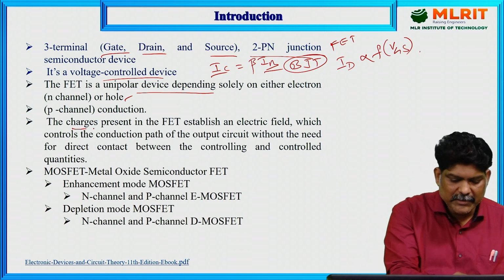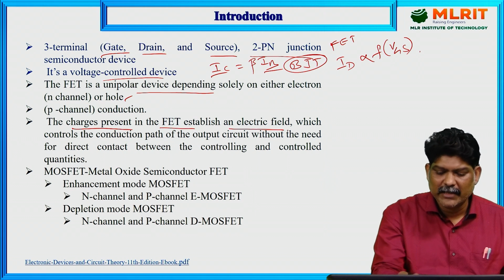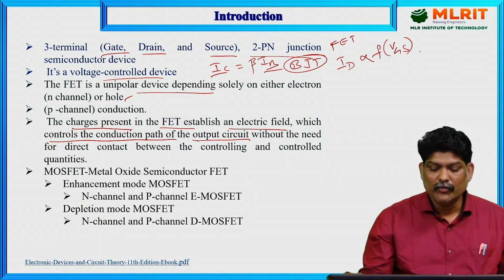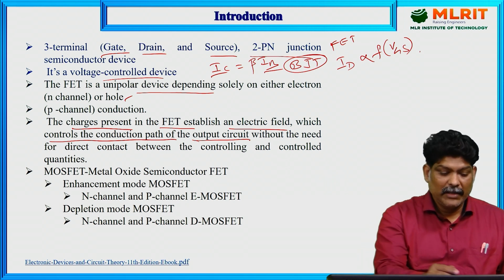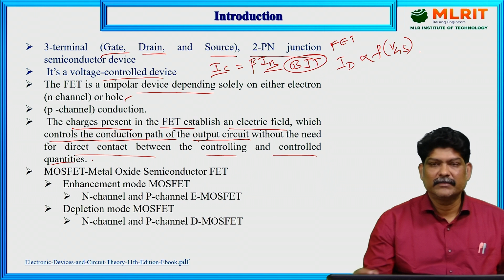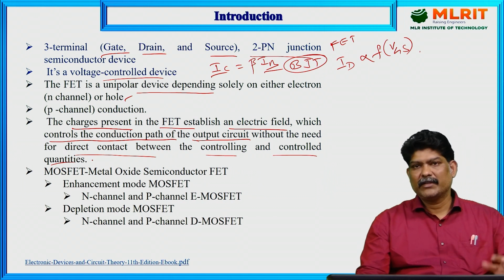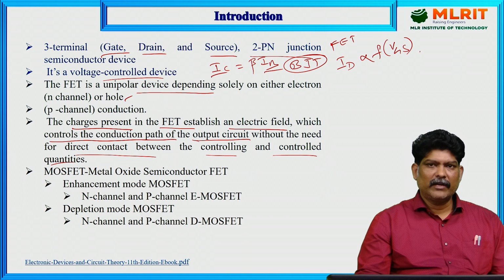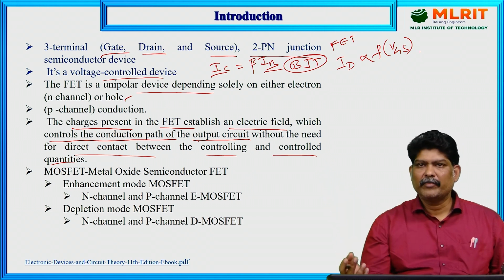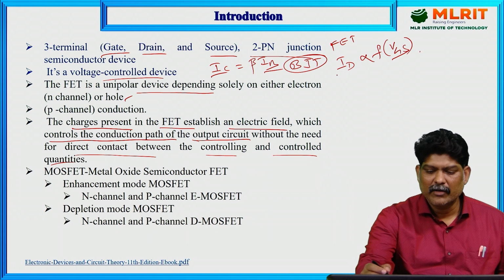The charges present in the FET establish an electric field which controls the conduction path of the output circuit without need of direct contact between controlling and controlled quantities. That is the basic principle. So there is no direct contact between the controlling parameter and the controlled parameter. Here the controlling parameter is VGS and the controlled parameter is ID.